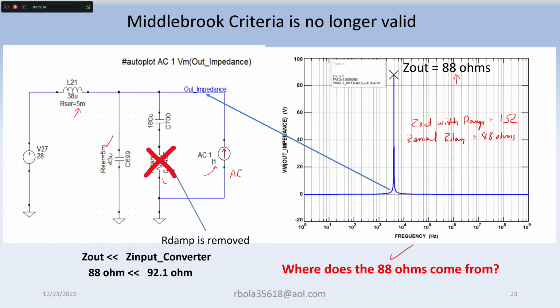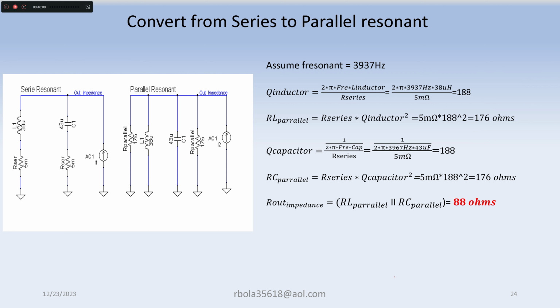And of course, this shows that the Middlebrook is not satisfied. So you're going to see that, or at least I've shown that it oscillates, or at least rings. So now, question is, where does the 88 ohms come from? So let's see if we can do some transformation.